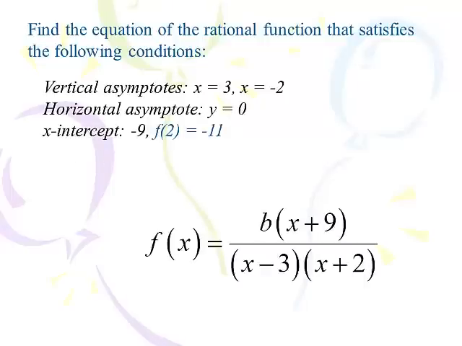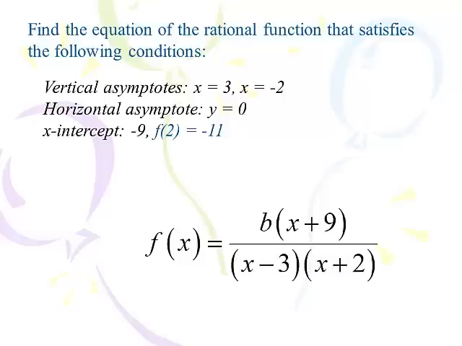So vertical asymptotes go to the bottom, x minus 3, x plus 2, always the opposite. X-intercept goes up top. There's only one of them, and that's 9, so x plus 9 up top. Now, because the horizontal asymptote is 0, then we really don't know what that coefficient is. And so this is where we're going to use that plug and chug. We're going to let x equal 2. We're going to set the function equal negative 11, and we're going to solve for that coefficient.